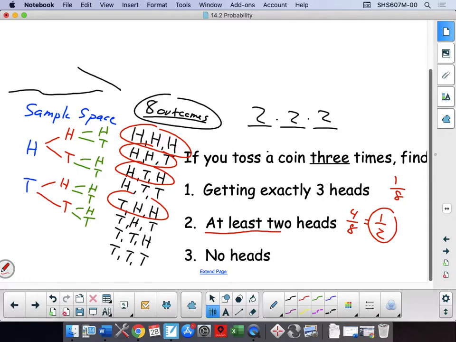No heads: 1 out of 8. There's only one that's no heads, and that's all tails. And so again, 1 out of 8. So simple things, you could write them out if you had to. And I think they're going to ask you for one question or two to write out the sample space. That's what it looks like. But it's easy to see the outcomes then, right?